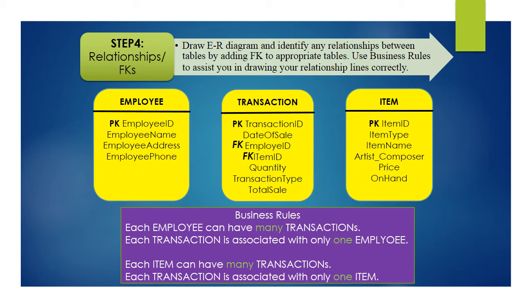Let's take a look at the relationship between the employee and transaction tables. For the business rule, it makes sense to say each employee can have many transactions and each transaction is associated with only one employee. Pay close attention to the end of both sentences and the words I have highlighted in green. This tells me which table should be the one side and which table should be the many side. In this case, the transaction table should be the many side and the employee table should be the one side.